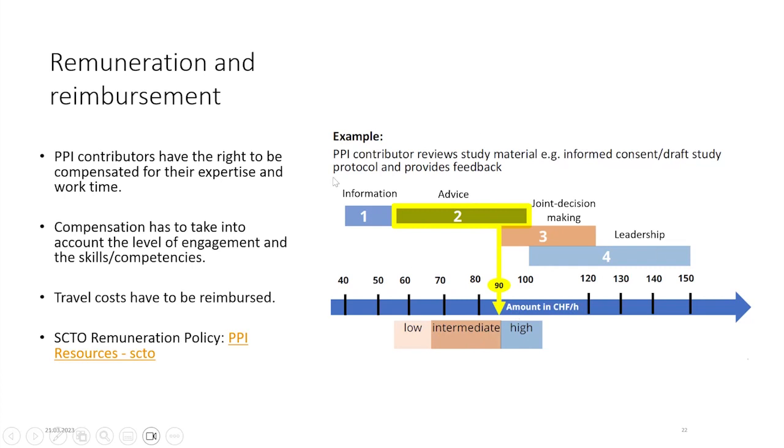This is an example given by the SCTO. It's just an example. You have to see with your institution what is the recommendation for this remuneration. However, what you have to keep in mind is that they have the right to be remunerated and that the travel costs have to be reimbursed. So those costs have to be included in your budget and you have to think about it from the beginning.